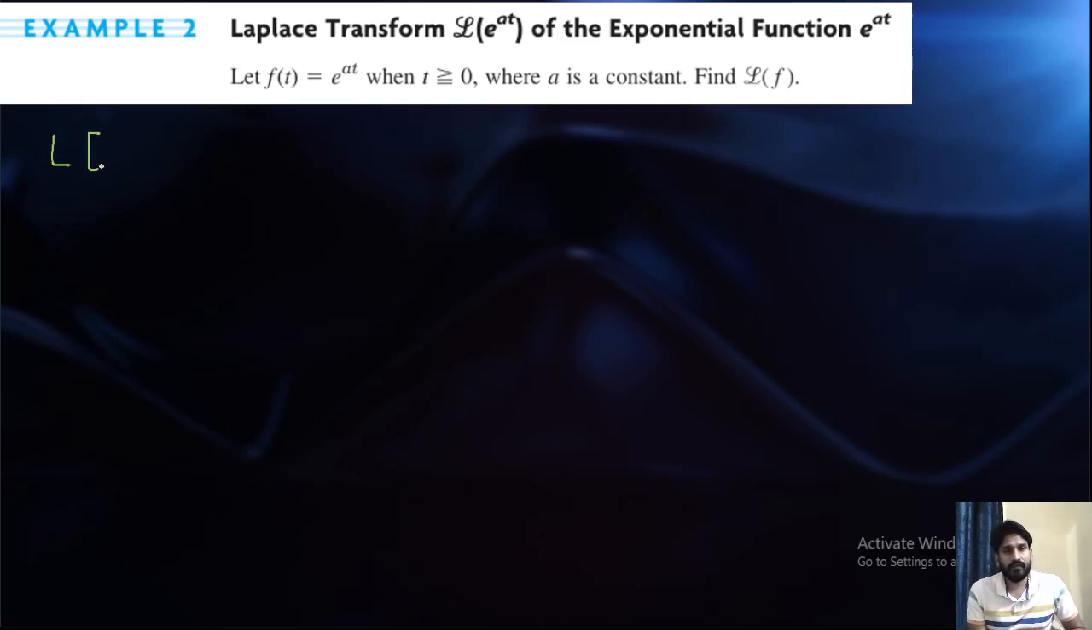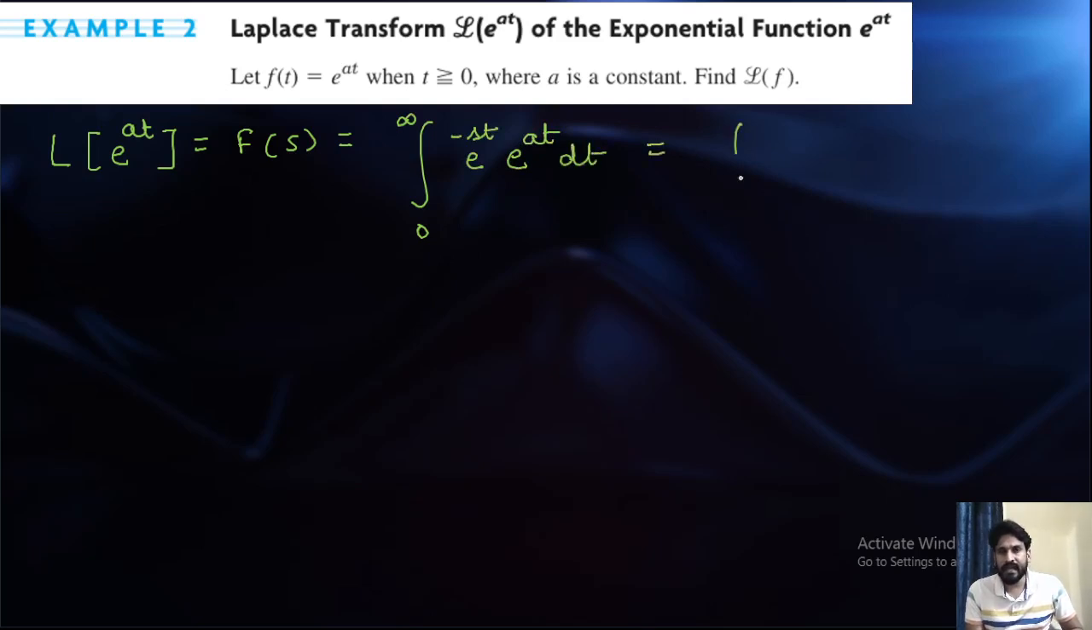Again, I'll start the process. Laplace of e raised to power at. What will be the Laplace transform of this function? It is the integration from 0 to infinity of this function multiplied by e raised to power minus st into dt. I can write this as the integration from 0 to infinity of e raised to power a minus s into t into dt. Is it clear to you?